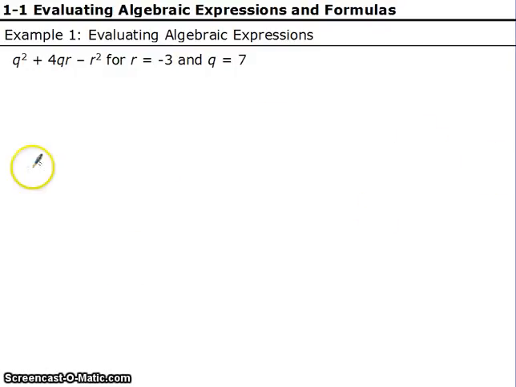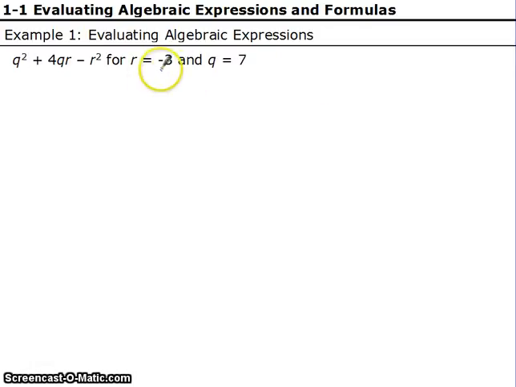All right, guys, we're going to start out this year by just evaluating some algebraic expressions, talking about order of operations, some basic things you've learned back in Algebra 1, just kind of as a little refresher for you to start off with here. So we want you to evaluate this expression, q squared plus 4qr minus r squared, when r is negative 3 and q is 7.